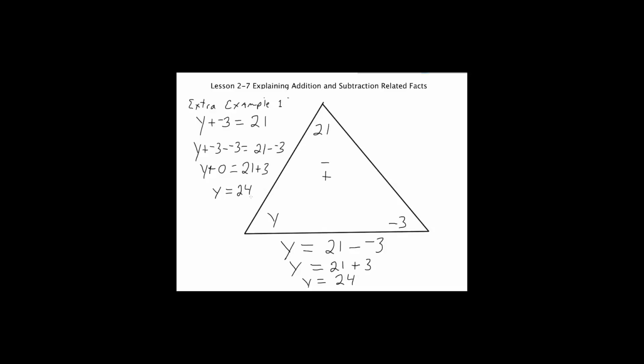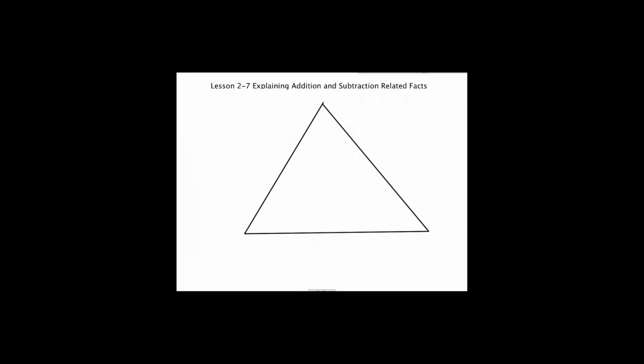Let's take a look at another one. We'll go into another problem here and see what we can do. Okay. Oh, here we go. Extra example 2. Here we've got 4.7 minus a equals 5.3.